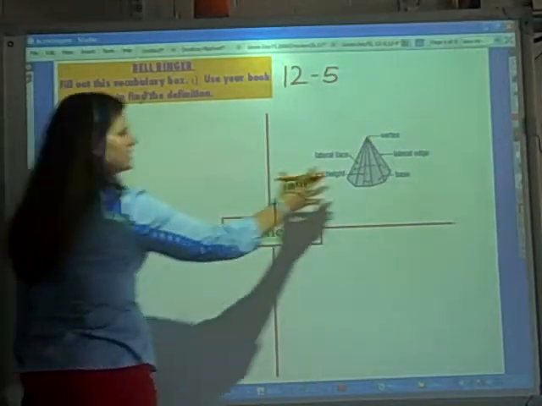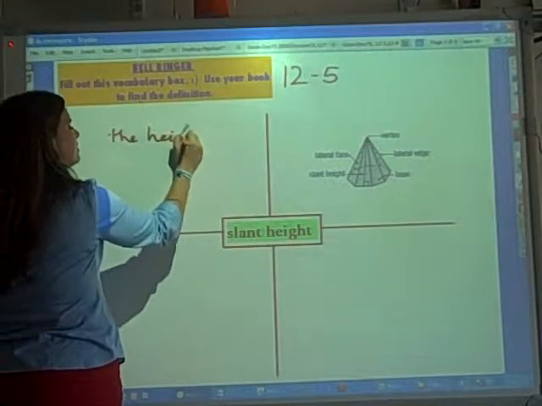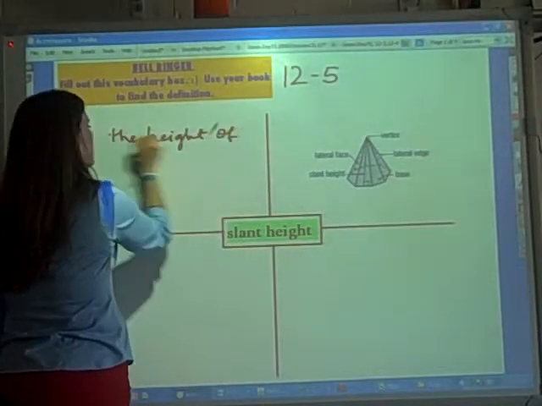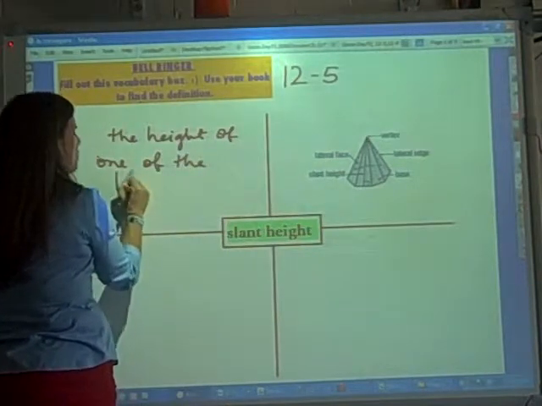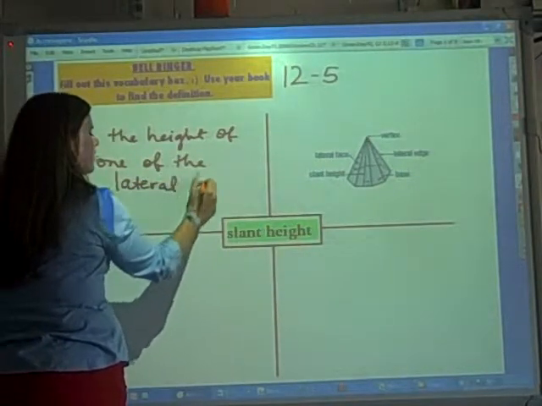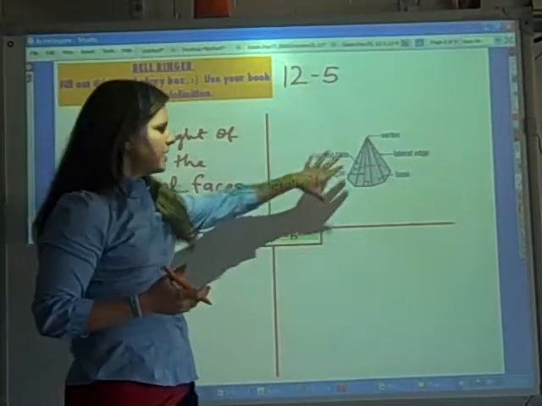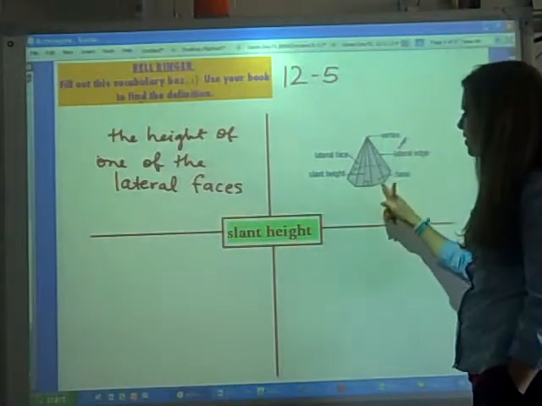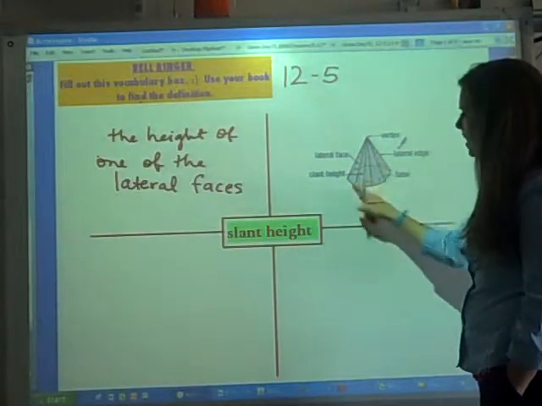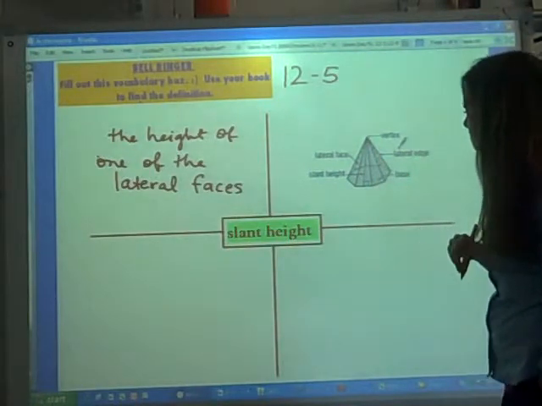The slant height of a pyramid is the height of one of the lateral faces. Okay. Please pause the video and take a second to take your hand at drawing this. It is an octagonal pyramid. Okay, so do your best.